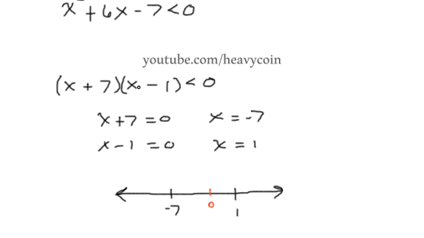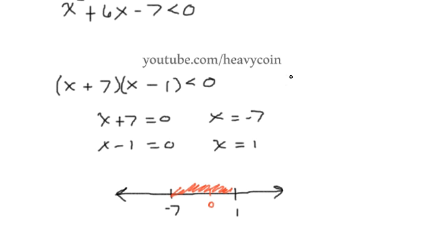Let's plug it into the factored one here. So 0 plus 7 is 7. 0 minus 1 is negative 1. And 7 times negative 1 is a negative number, and that means it's less than 0. So that means that this stuff in here is going to be our solution: all the numbers between negative 7 and 1.